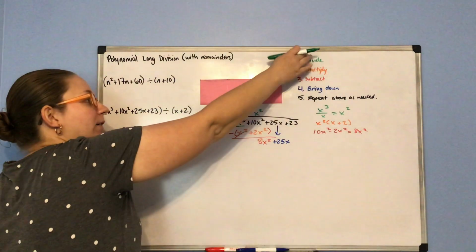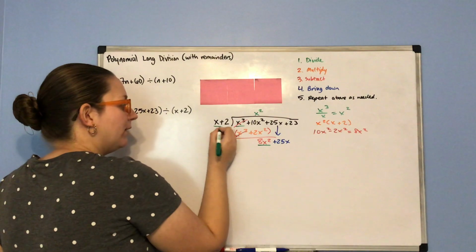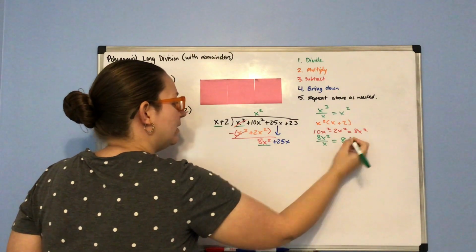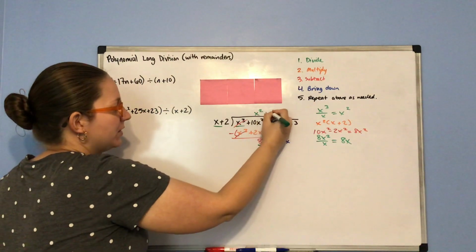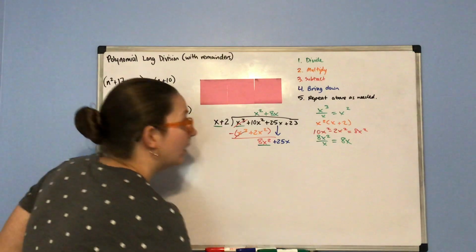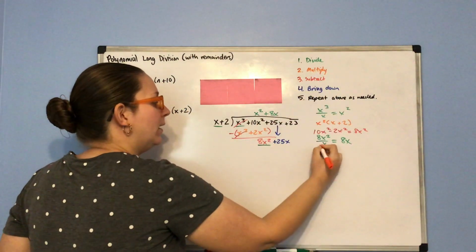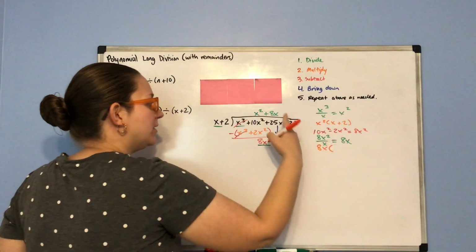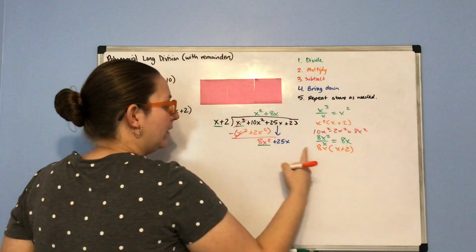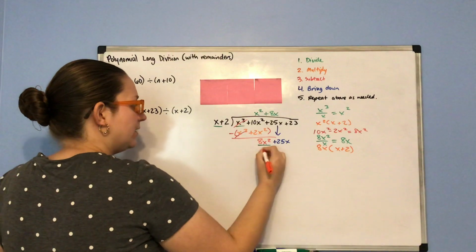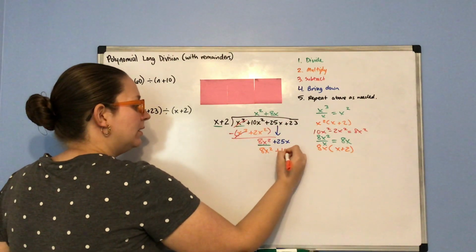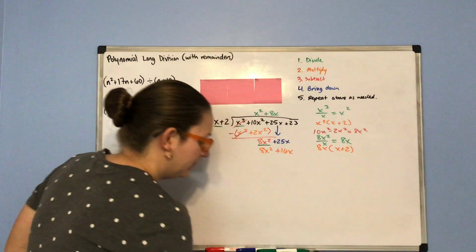Now we're back to dividing. 8x squared divided by x, that gives me 8x. So plus or positive 8x goes up top. Now I multiply. I'm thinking what I just got, 8x times the stuff on the outside. 8x times x is 8x squared. 8x times 2 is 16x.